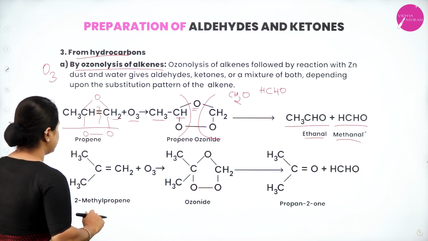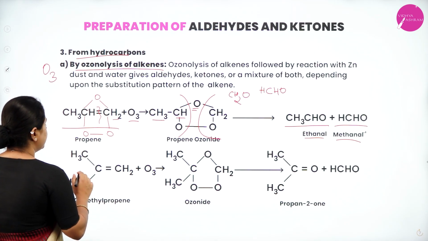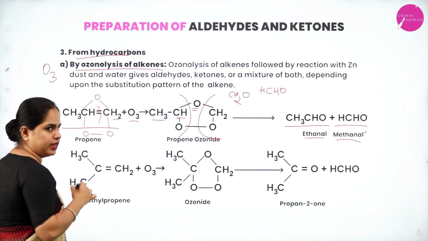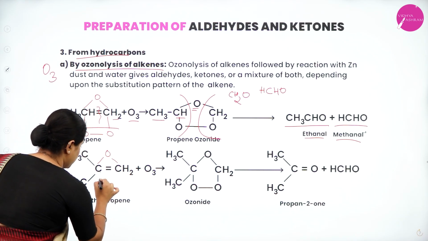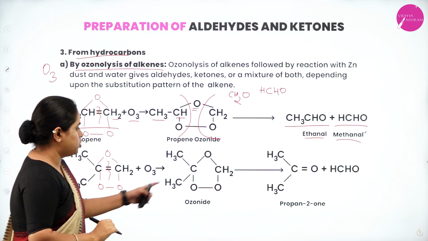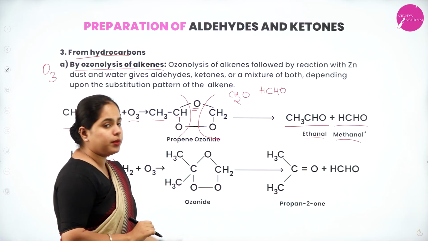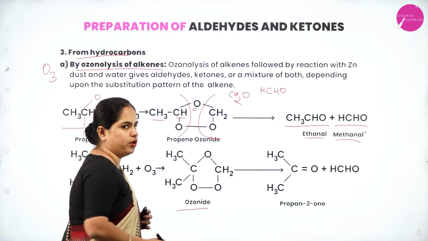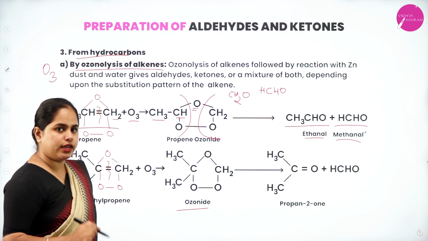Clear? Now let's take another example of 2-methyl propene. Right. So here also double bond is present here. So we are going to add the ozone here. So what is going to happen now? See, of course, this double bond will break. So that structure is shown here. So this intermediate structure is called as ozonide. Okay. So this intermediate structure is called as ozonide.